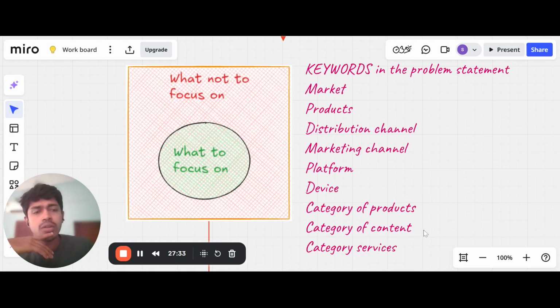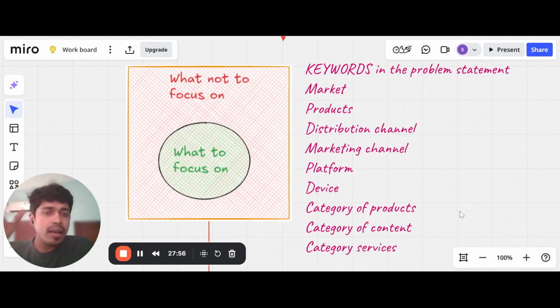Category of products is not important here. Category of content is also not very important. I think maybe category of services, right? This might be important. For LinkedIn, you can ask something like, are we seeing a drop in premium features or usual, regular features? A question like that will reduce the scope.